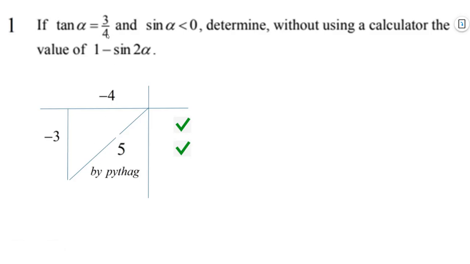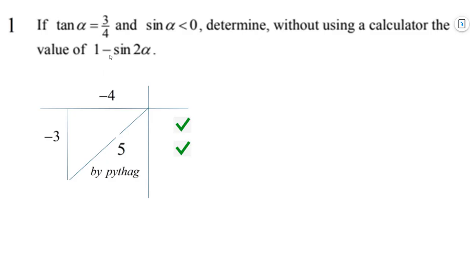But if the tangent's 3 over 4, and it's in this third quadrant, it's got to be 3 opposite over adjacent, but they're both negative. Oh yeah, I went to the left and I went down to get to here. So that's what it is, -3 and -4. And then if I use Pythagoras, I square 3 squared and 4 squared and take the square root, I get 5. There's where my first 2 marks come from.